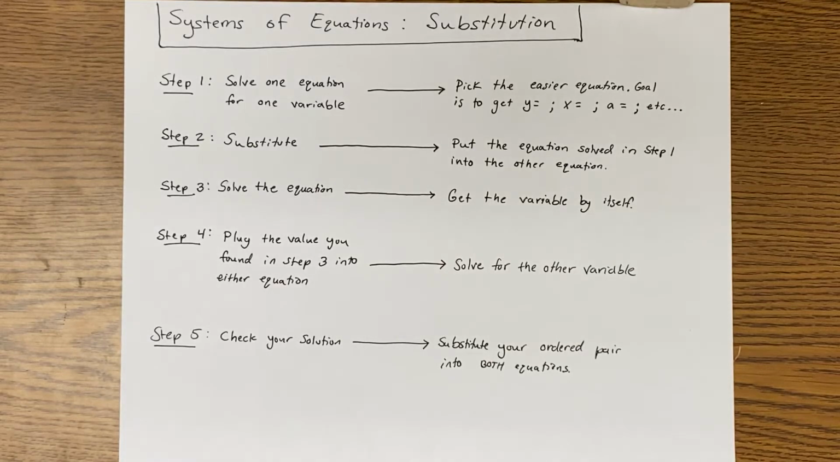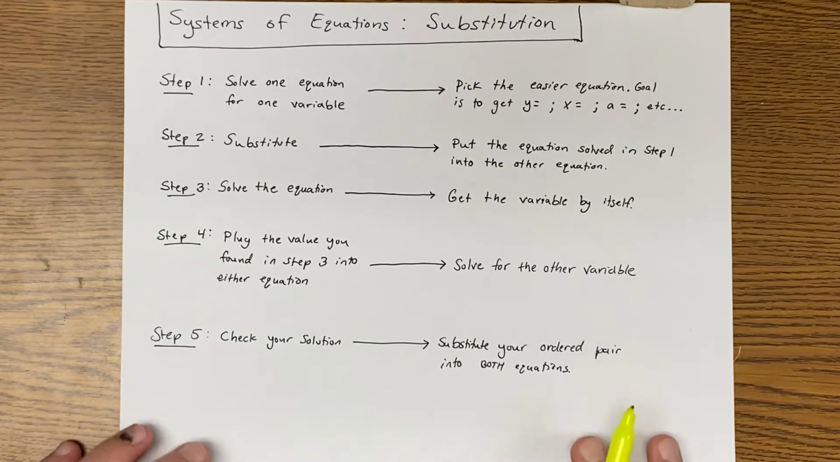The next method that we're going to talk about for systems of equations is called substitution. Substitution is more of an algebraic method to solve a system. We're not going to be graphing these equations. We're going to use one of the equations. We're going to solve one equation for one variable and plug that into the other equation to find our solution.